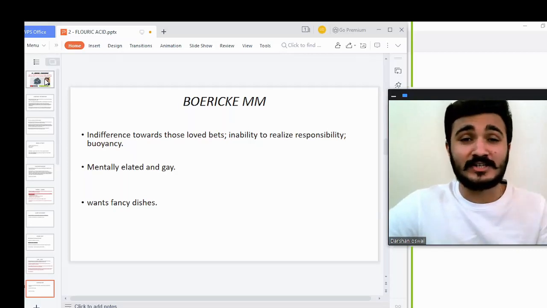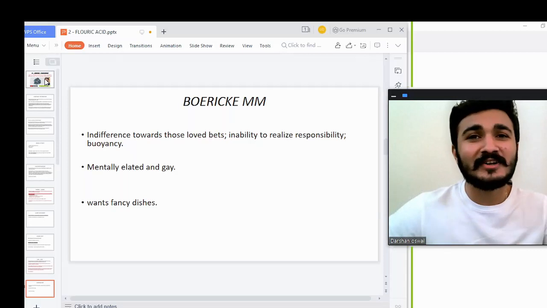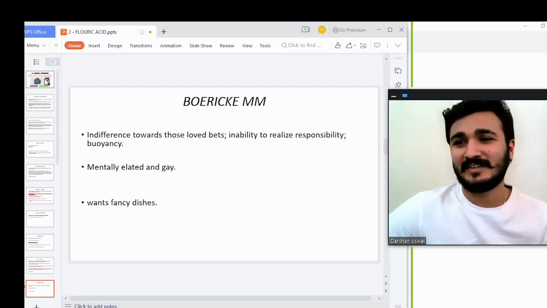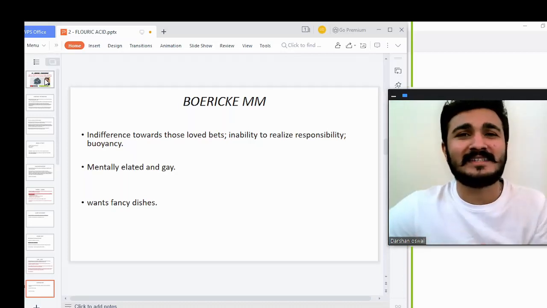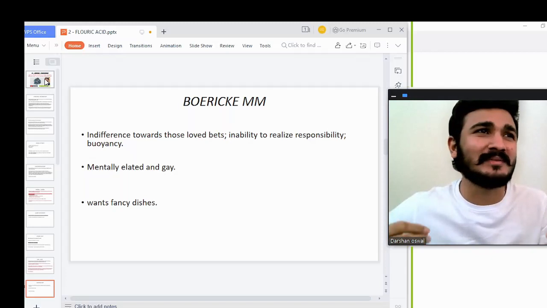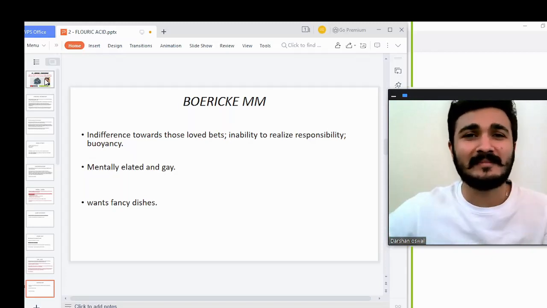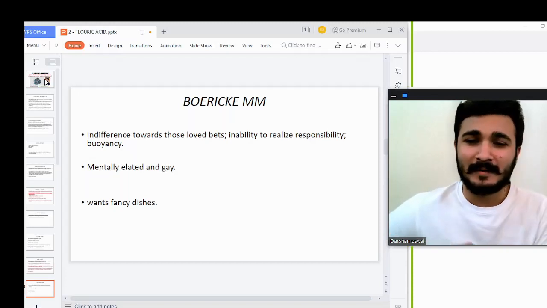Wants fancy dishes. See, while eating also, he wants something new, something different every other time. And we can see somewhat this kind of thing in Piper methysticum also. You just want something or the other new thing to taste. Something new or the other things for fun. You don't want boredom. You want fun. You want excitement in Piper methysticum.